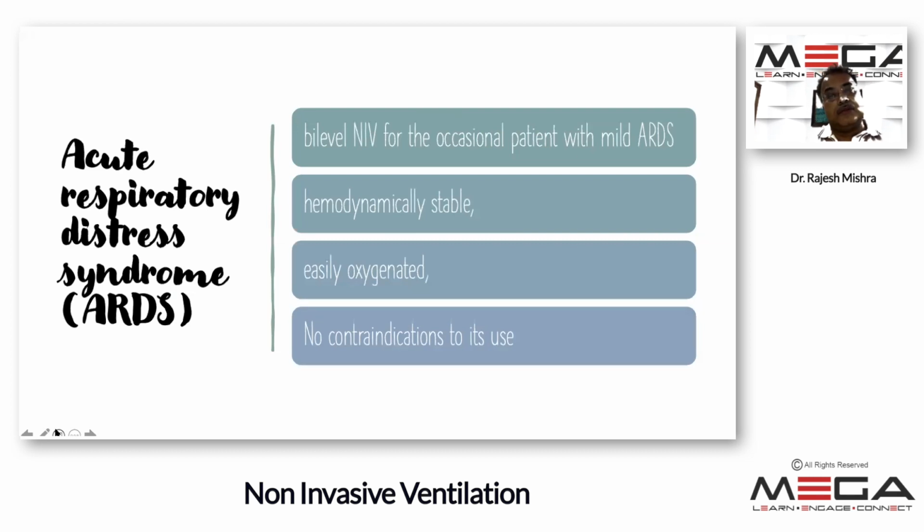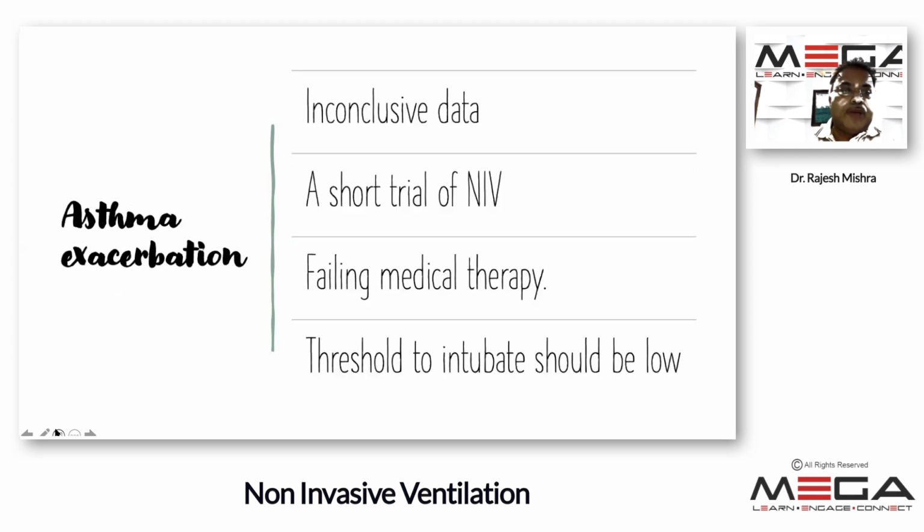ARDS, most of the time, if it is hemodynamically stable, mild to moderate, and if hypoxia is the only problem, high flow nasal cannula or BiPAP helps. But in moderate to severe disease, you need to intubate them early and do the appropriate ventilation.